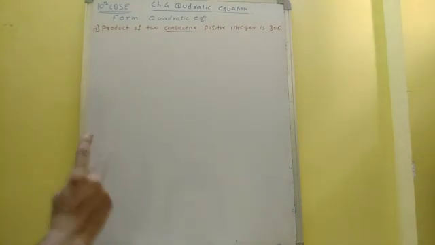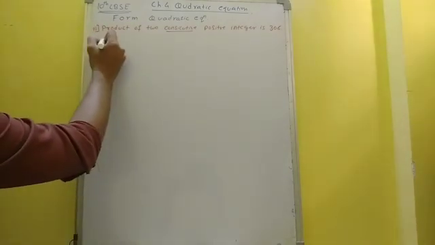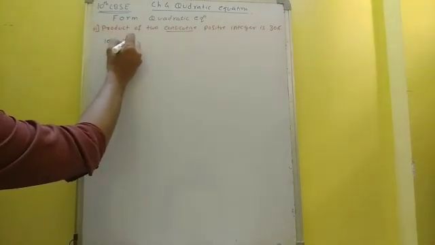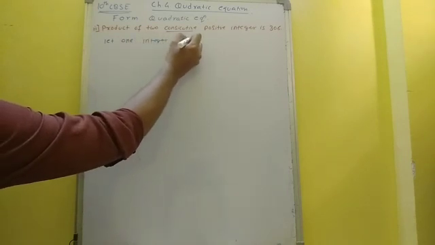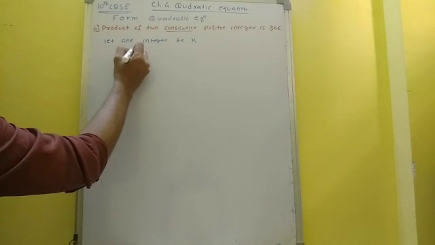Okay, two consecutives. So I'll take one integer be x. Let one integer be x. Therefore, other will be.